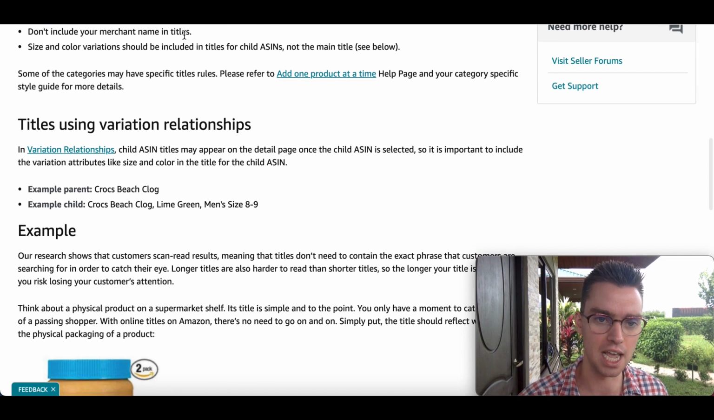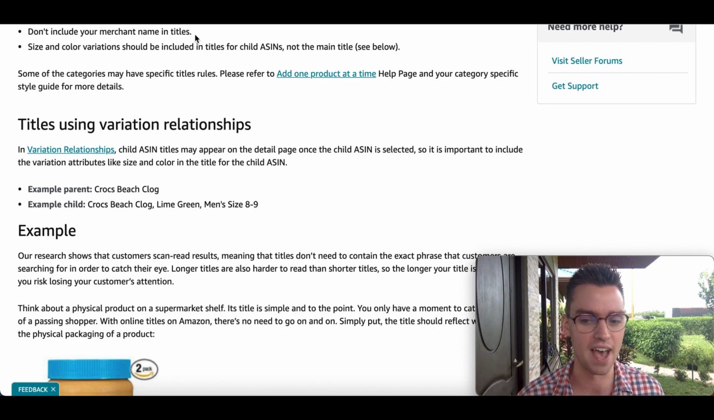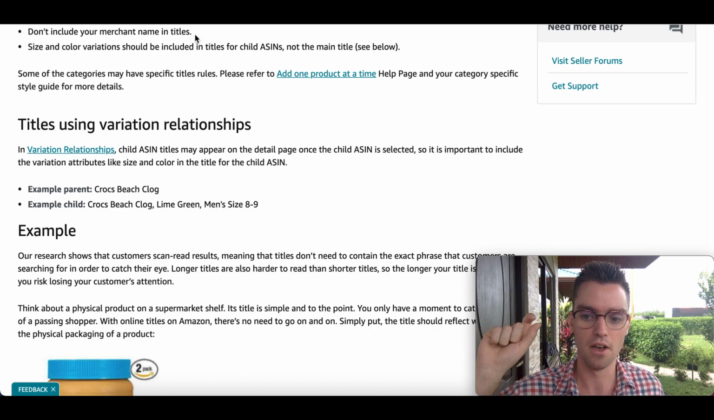Don't include your merchant name in the titles, and I believe merchant name by Amazon's standards is your manufacturer's name. You do want to make sure that you include your brand name at the beginning of your title. This is what Amazon recommends, and just for reference to see if this is true, you can look at your top competitors on Amazon, look at their listings or the top sellers in your space.